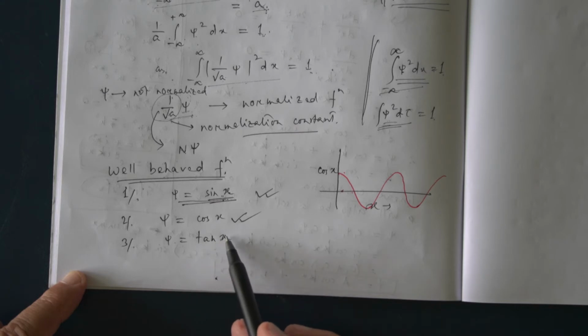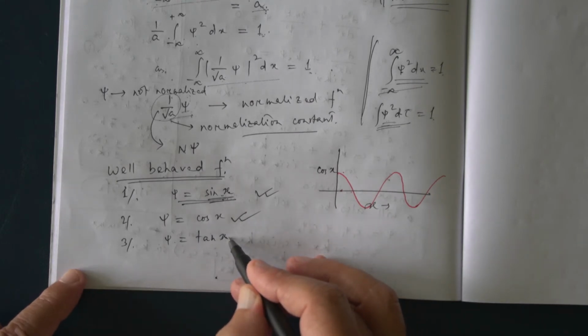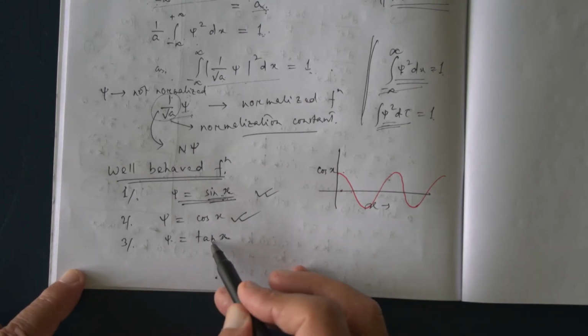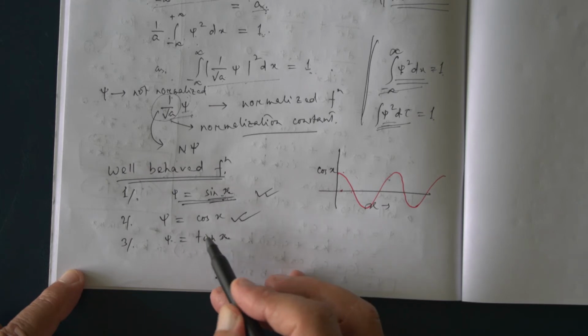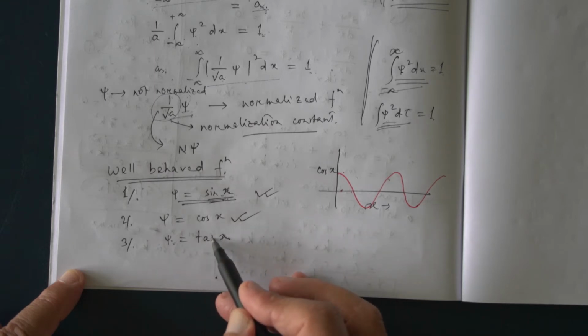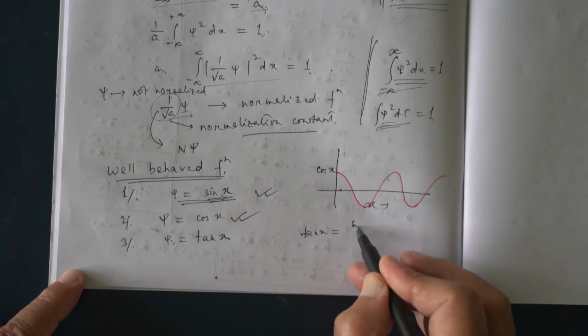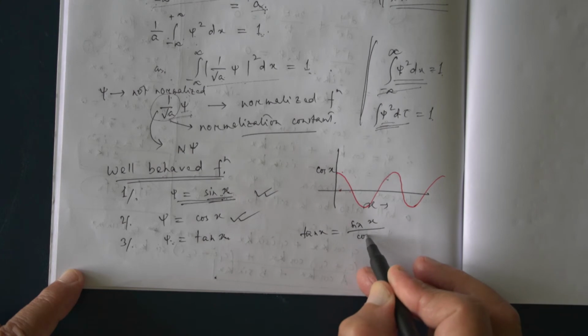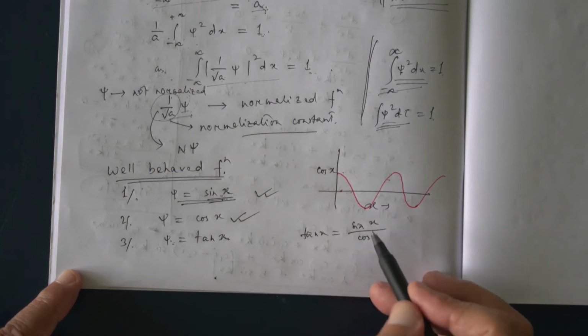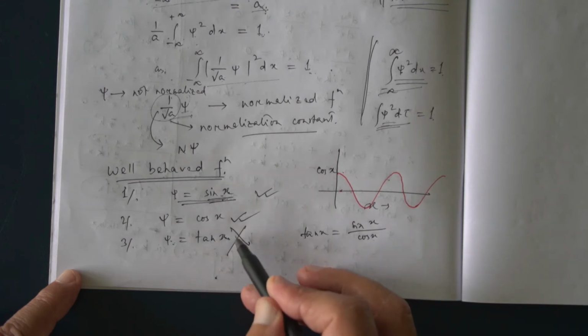But whether it is finite or not, definitely not. It is not finite. Why? No doubt when x equal to 0, psi will be equal to 0. But when x equal to 90 degrees, this will be equal to infinity, because tan x means sin x by cos x, but sin 90 is 1 and cos 90 is 0, so infinity. So this is not well-behaved.